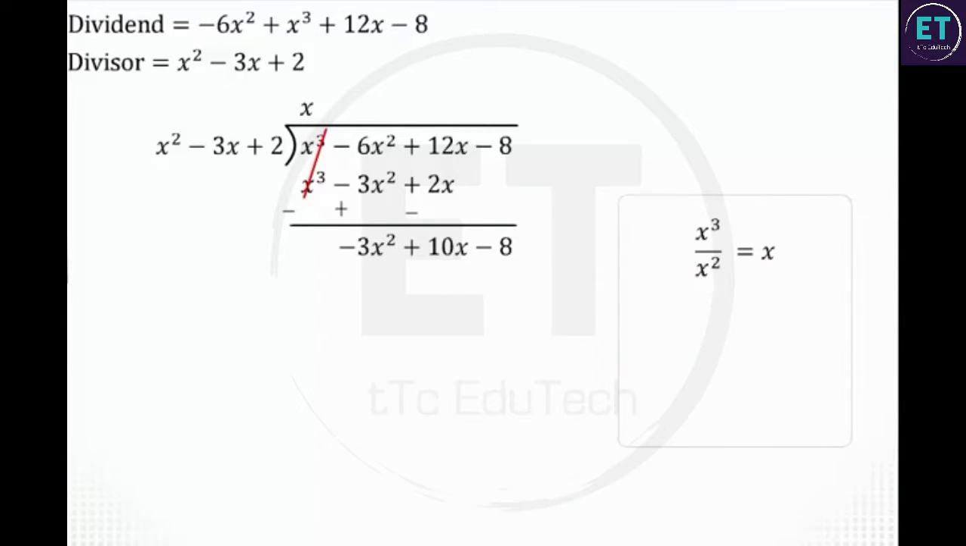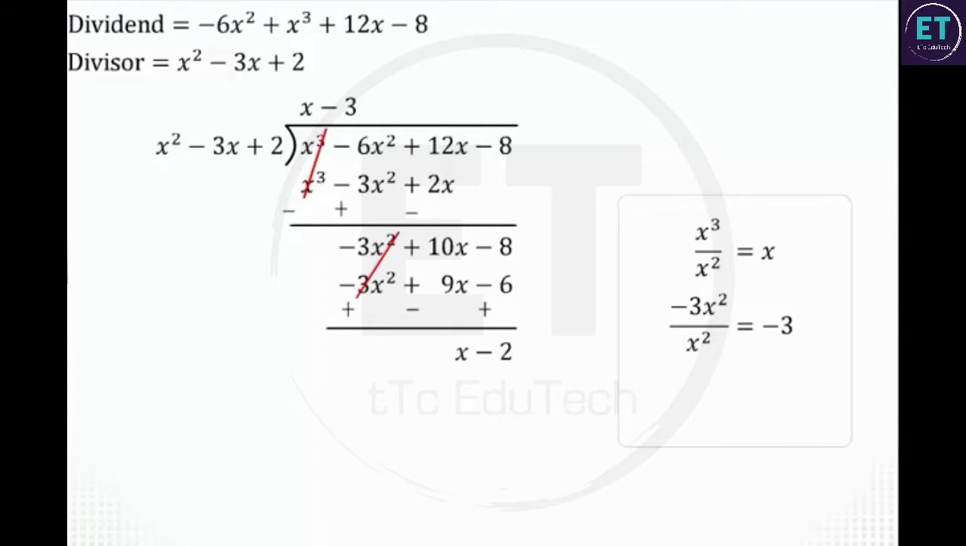Now, this remainder is our new dividend. The divisor is the same. To get the second term of the quotient, divide the first term, minus 3x squared of the new dividend, by the first term, x squared of the divisor. So we get minus 3 as the second term of the quotient. Multiplying the divisor with the second term of the quotient and subtracting the product minus 3x squared plus 9x minus 6 from the dividend gives x minus 2 as the remainder. Now, x minus 2 is our new dividend and the divisor is x squared minus 3x plus 2.